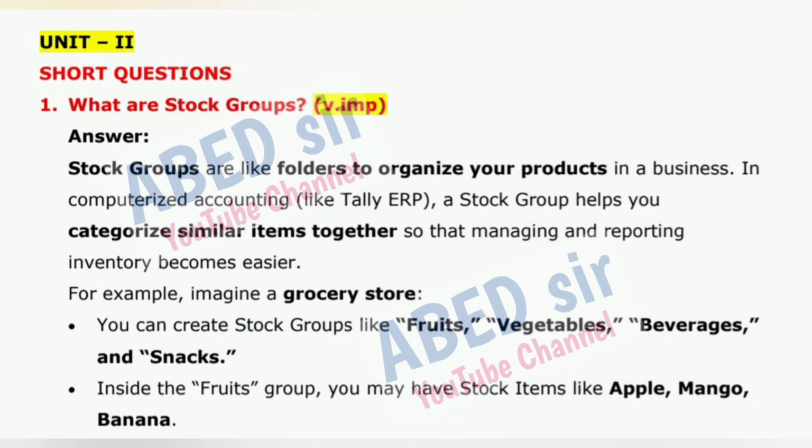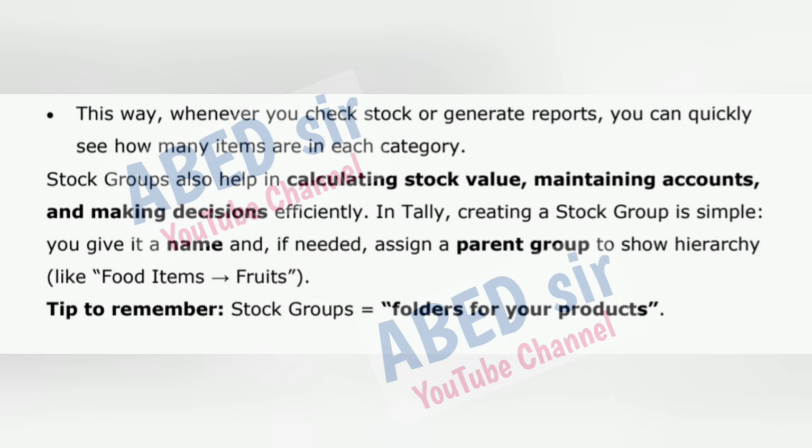You can create stock groups like fruits, vegetables, beverages, and snacks. Inside the fruits group, you may have stock items like apple, mango, banana. This way, whenever you check stock or generate reports, you can quickly see how many items are in each category. Stock groups also help in calculating stock value, maintaining accounts, and making decisions efficiently.